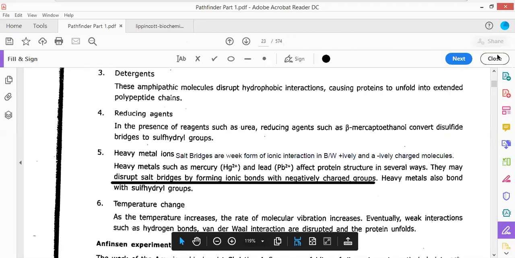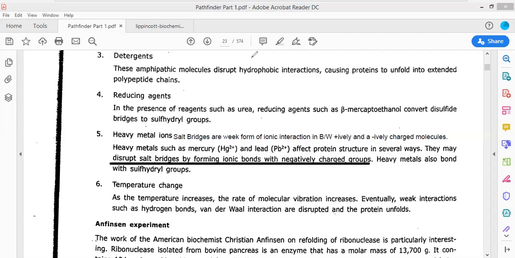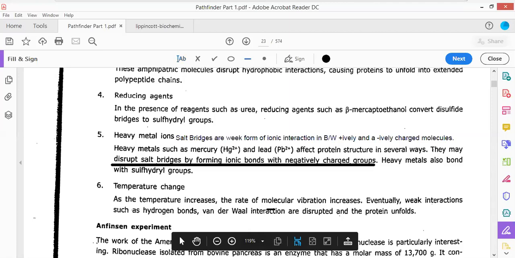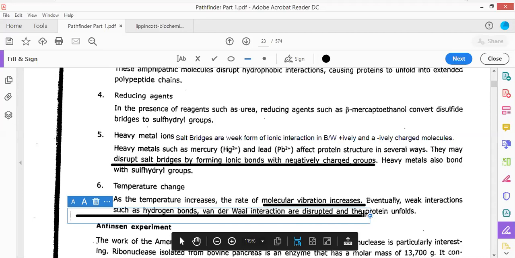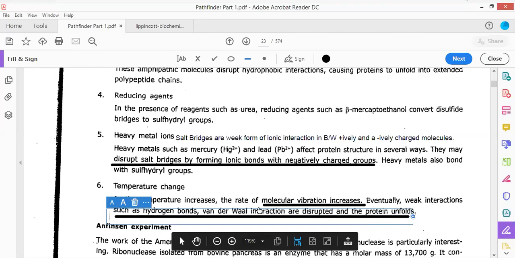The majority of proteins get unfolded when the temperature is raised, because raising the temperature causes every molecule to alter its orientation, as it increases the vibrational state in the protein molecule. As the vibrations take place, all the different types of bonds are going to be broken down. Molecular vibration increases, all the different types of bonds such as hydrogen bonds and van der Waals interactions are disrupted, and the protein unfolds itself. This is what happens in the case of temperature.